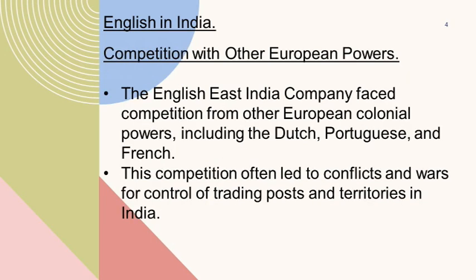Competition with other European powers. The English East India Company faced competition from other European colonial powers, including the Dutch, Portuguese, and French. This competition often led to conflicts and wars for control of trading posts and territories in India.